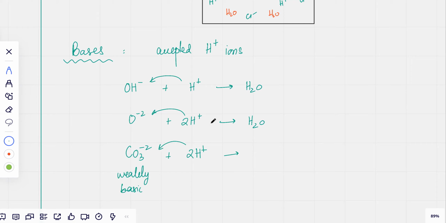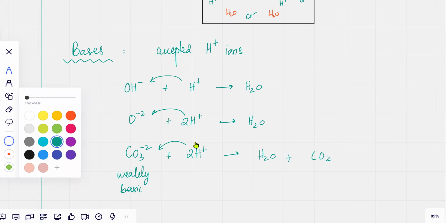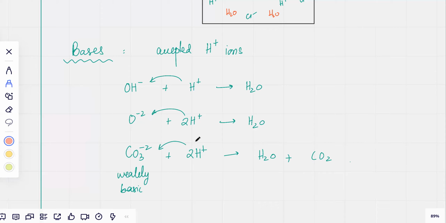Why? Because there's an O minus 2 over here, there's an oxygen over here. There are three oxygens, but one of the oxygens is going to attract the H plus 1 ions, and it's going to form H2O, leaving behind carbon dioxide. So you've got these three ions, and these three ions are basic. There's your OH ion, there's your O minus 2 ion, and then there's your carbonate ion. All three ions are basic. The first two are highly basic. The third one attracts H plus 1, but not that strongly.